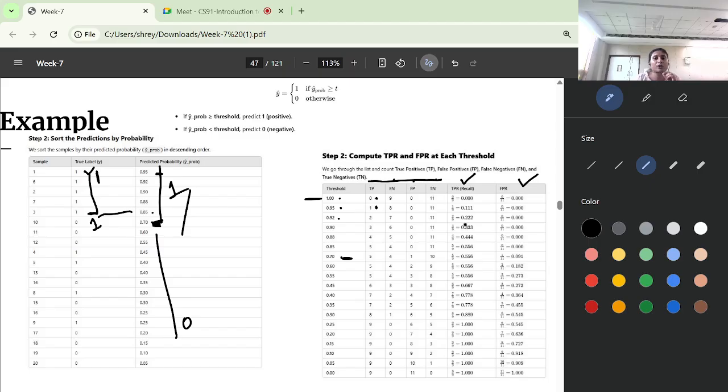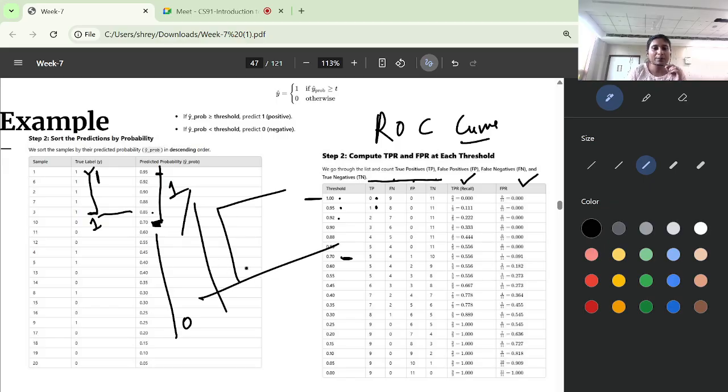So whenever you are going to get the values of TPR and FPR, just look here. First value is 0, 0, second value is 0.11, third value is 0.22. So these values will be helpful for creating the graph that I told you, the ROC curve. If you are getting a perfect shape like this, it means you are getting a good model.